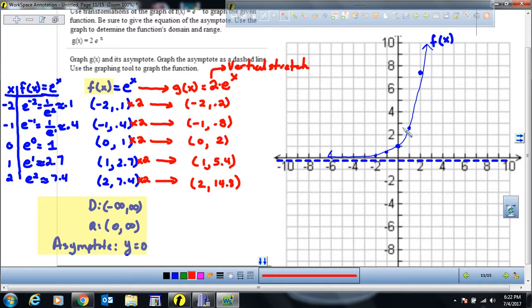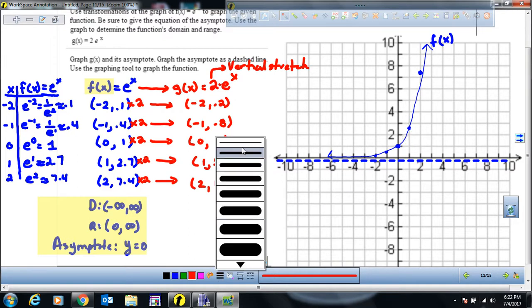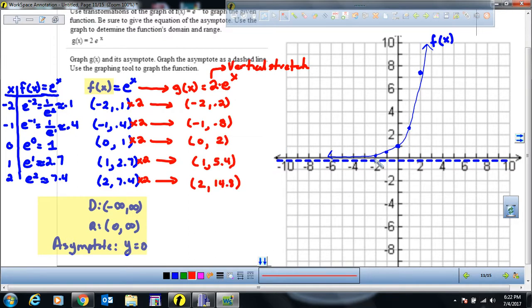So when we graph them, -2, 0.2, it is going to be a little bit higher somewhere over here. The next one, -1, 0.8, it is somewhere over here. Then 0, 2, it is here. 1, 5.4, it is around this area. And the last one is 2 and 14.8, that one is way up, we don't see it. So this is what the vertical stretch basically looks like in this problem.